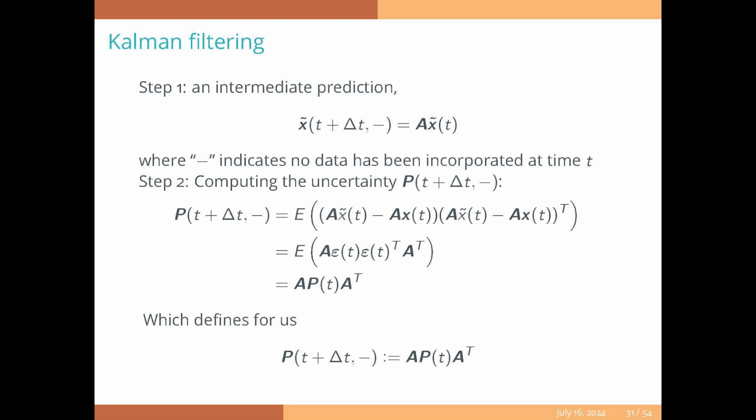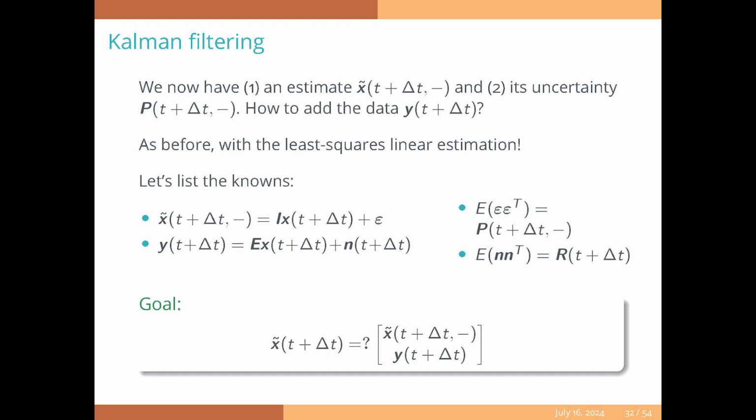And then the second step in Kalman filtering would be to compute the associated uncertainty of this background estimate. It's again found just through an expectation value. Just expanding this out, we get something that looks like this. And that tells us, because we know exactly what the expectation value of epsilon t transpose is, it was the uncertainty or the covariance matrix of the background estimate that we had. And that tells us how to find the uncertainty at time t plus delta t when we don't have any data yet incorporated. Okay, so we now have an estimate, x tilde of t plus delta t.